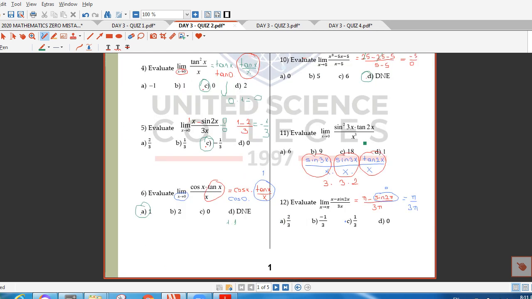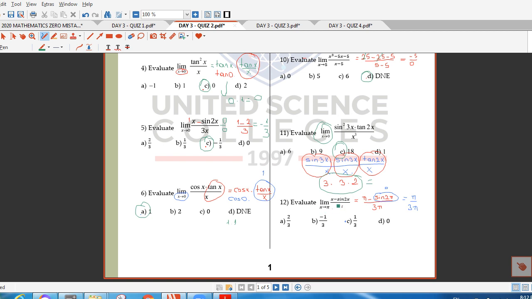Question 11. Sine squared 3x tangent 2x over x cubed. Sine squared 3x can be written as sine 3x times sine 3x, tangent 2x, and x cubed in the denominator can be written as x times x times x. Each trigonometric function can take one of the x, so as x approaches 0, sine 3x over x is 3, sine 3x over x is 3, tangent 2x over x is 2. All this product, 9 times 2, will be 18. The answer is C.